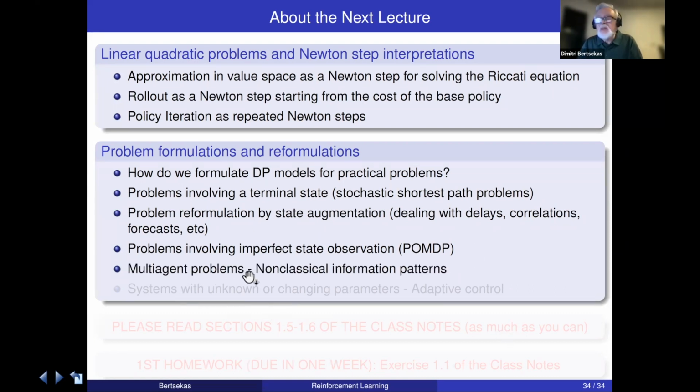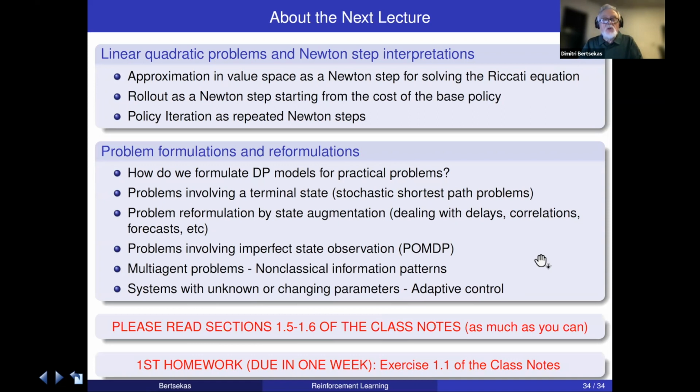Then we're going to talk about multi-agent problems and see how we can fruitfully model them as single agent type of dynamic programming. Finally, we're going to talk about adaptive control problems where the system is either unknown and we have to estimate its parameters, or the parameters are changing and we have to re-estimate them as they change. So we have a lot to cover next time.